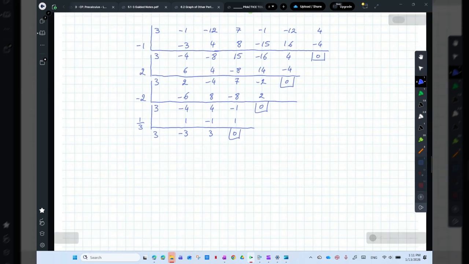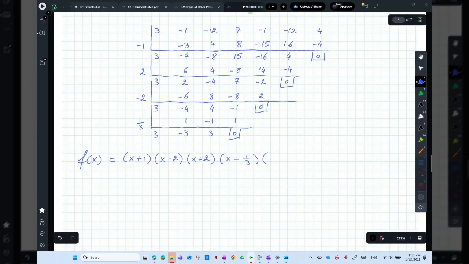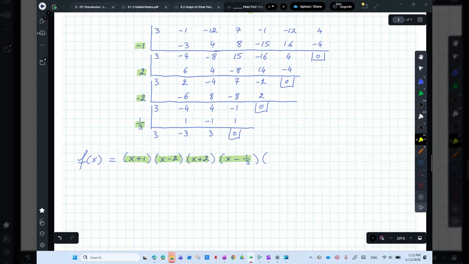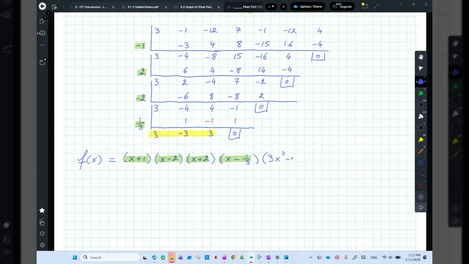From those successive synthetic divisions, I can conclude that f of x equals x plus 1 times x minus 2 times x plus 2 times x minus 1/3 times, so all of those come from these using the factor theorem. And do not forget this one here is going to be 3x squared minus 3x plus 3.